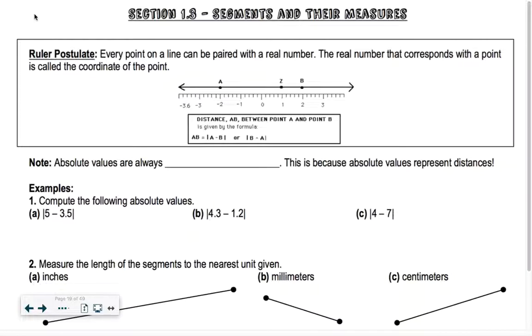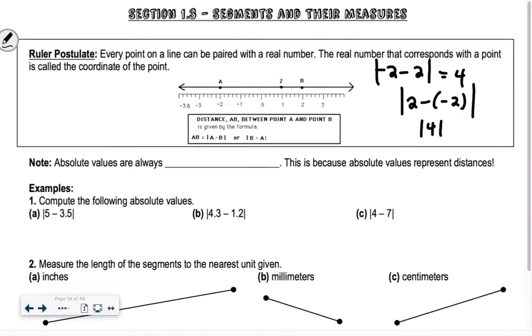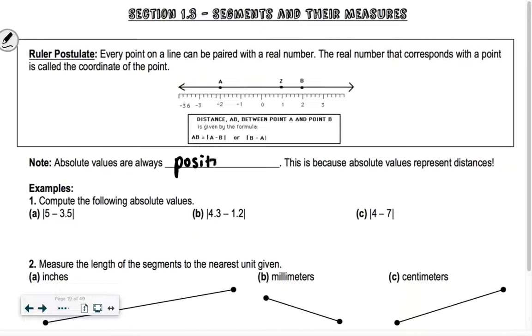2 minus 1. The distance between A and B would be 2 minus -2 in absolute value. So what do I do when I do 2 minus -2? I get 4 in absolute value. Could I have done it the other way? Could I do -2 minus 2 and take the absolute value? Do I still get 4? Yeah, so that's what the ruler postulate says. A distance involves the absolute value because distances are always positive and absolute values are always positive.